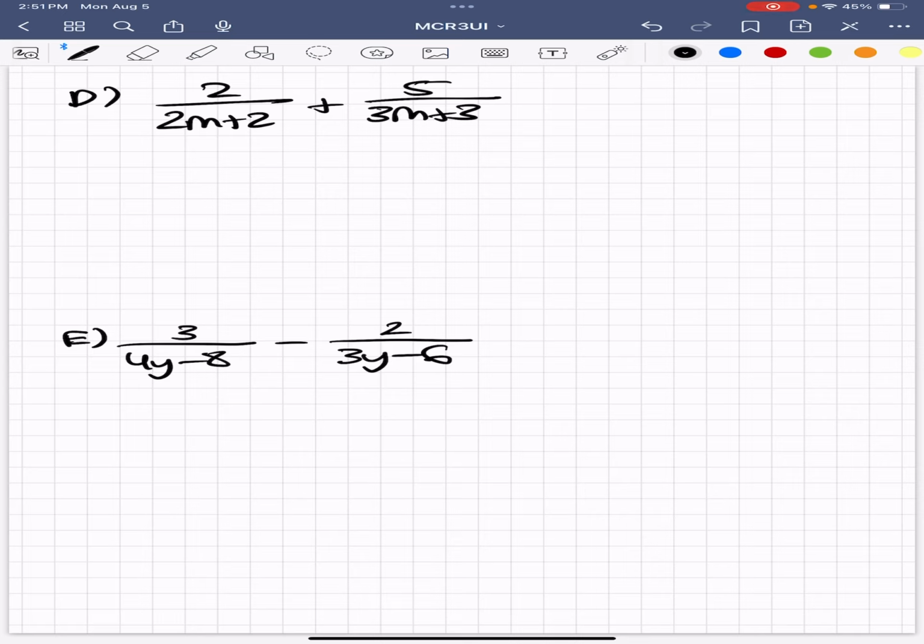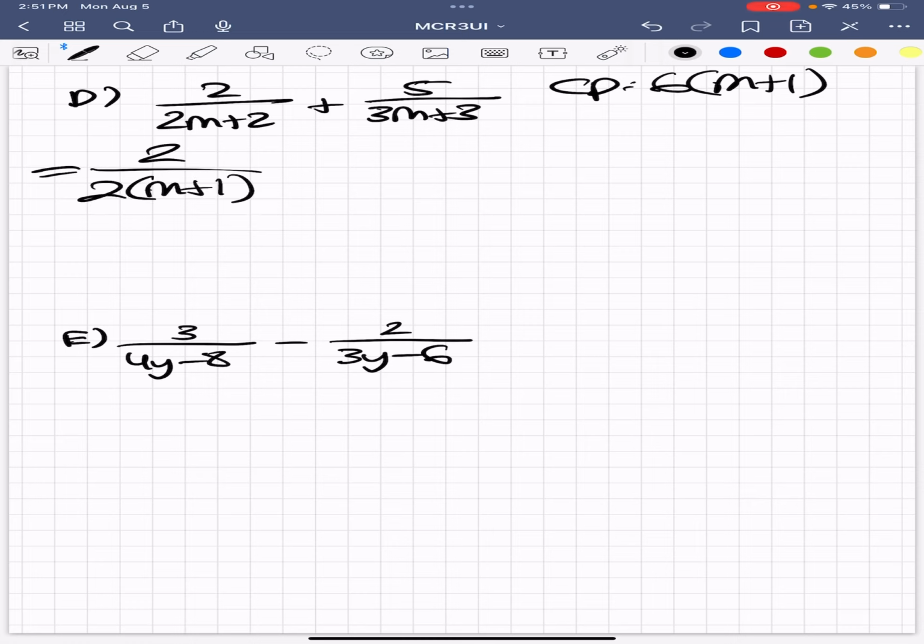So I see first we have a common factor. Oh, sorry. So 2m plus 2 is divisible by 2, and 3m plus 3 is divisible by 3. So we have a common denominator, and I'm going to let you know what it is. It's 6 times m plus 1. So 2 over 2 times m plus 1 plus 5 over 3 times m plus 1, and then our common denominator is 6, in brackets m plus 1.